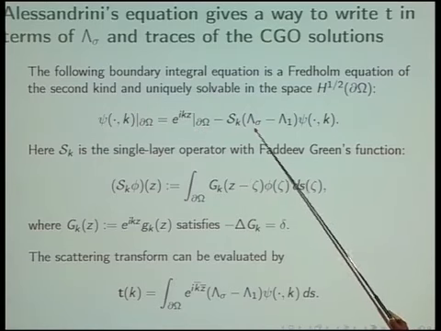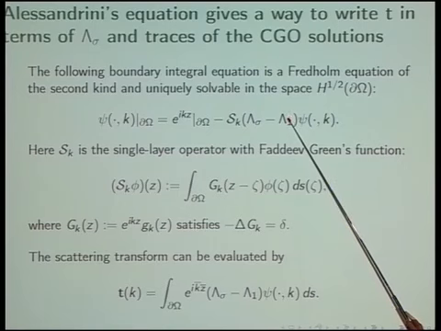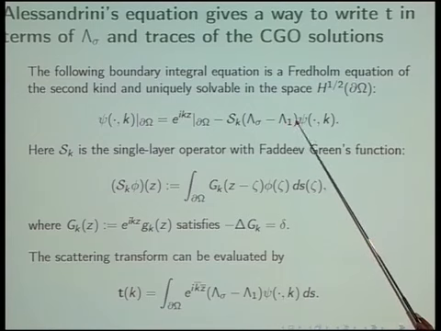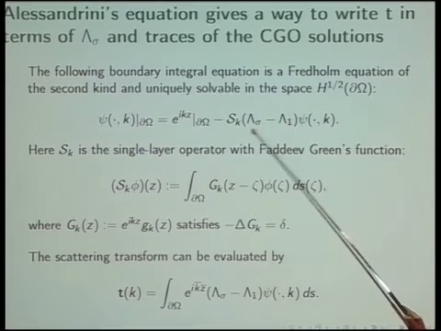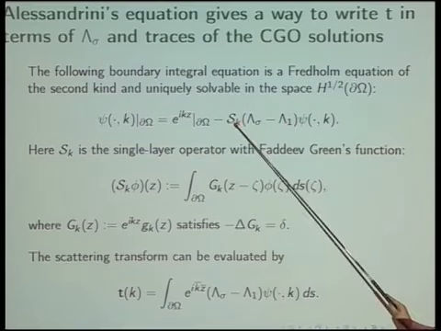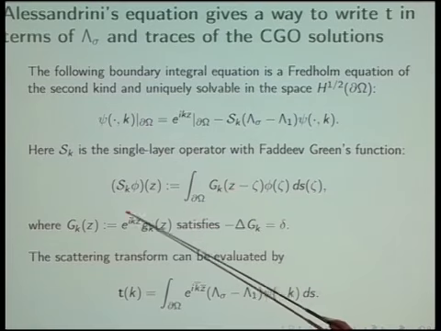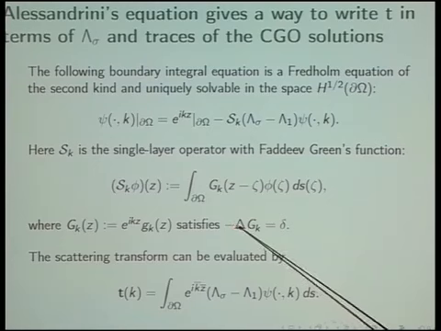Here we have the measurement data. This is the measurement data for homogeneous conductivity 1. We just assume we know it, although it's not always obvious, but let's just assume for the sake of the argument that we know it. So this we measure, this we know. This is the single layer operator defined like this, but the Green's function here is not the usual logarithmic type. It's a Faddeev Green's function defined in this way, but nevertheless it is a Green's function for the Laplace operator.